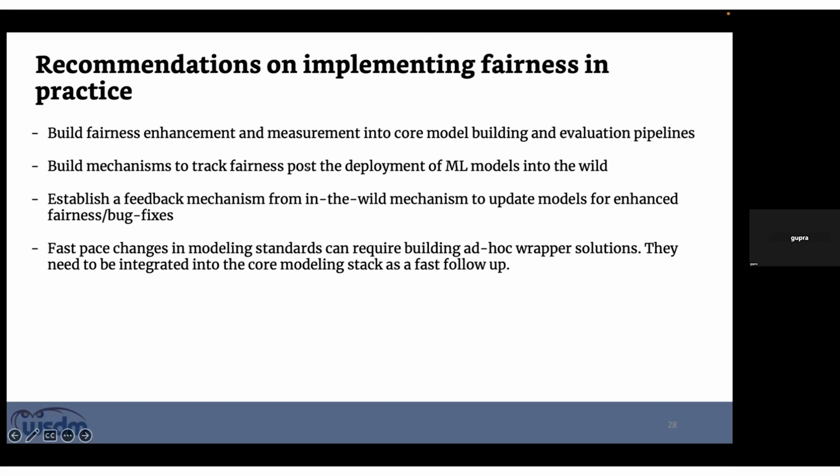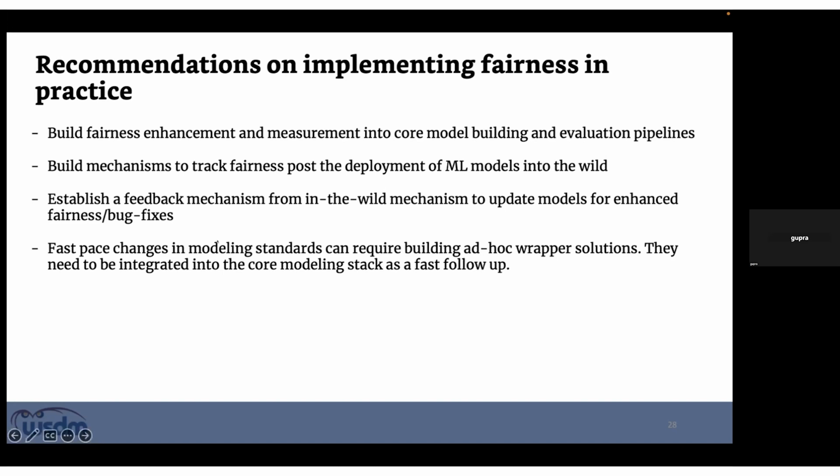Similarly, we want to build mechanisms to track fairness post deployment, and they have to be incorporated in the core metrics that are tracked, such as latency or customer satisfaction if it's tracked in some manner. Finally, we also establish a feedback mechanism between what we see in the real world and what we build. We want to draw learnings from what we see in the real world and incorporate them in the next cycle of the model build.